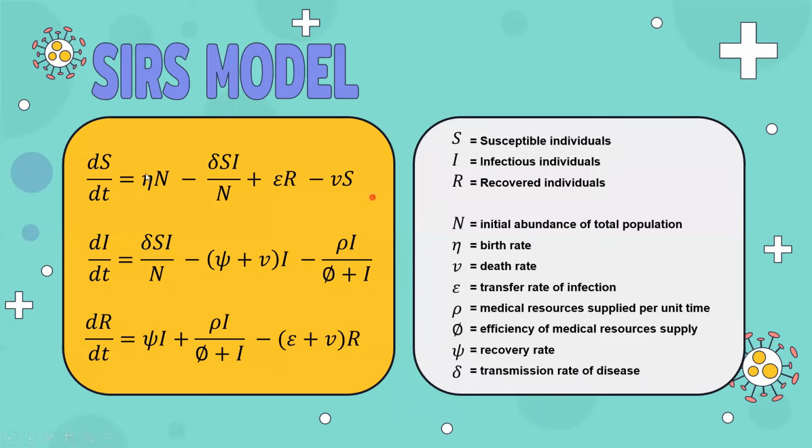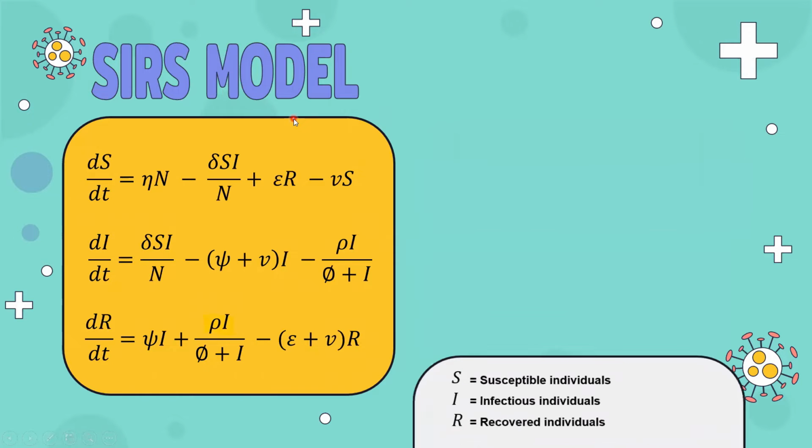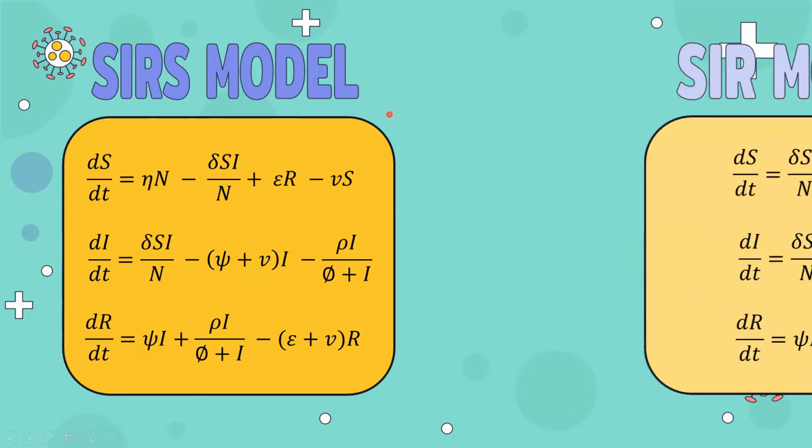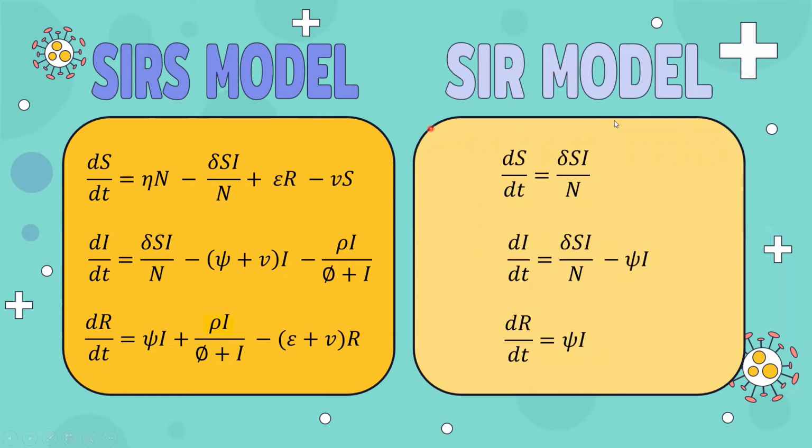Have you ever wondered how this SIRS model is obtained? This SIRS model is the extended version from the basic SIR model, with some parameters added. So can you see any parameters that are added in this model? The first parameter is this one, second is this, and the final one is this.